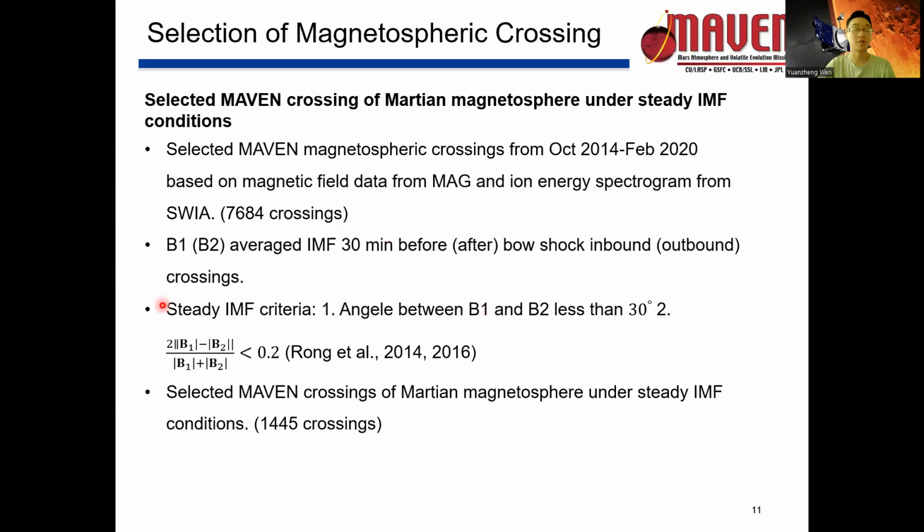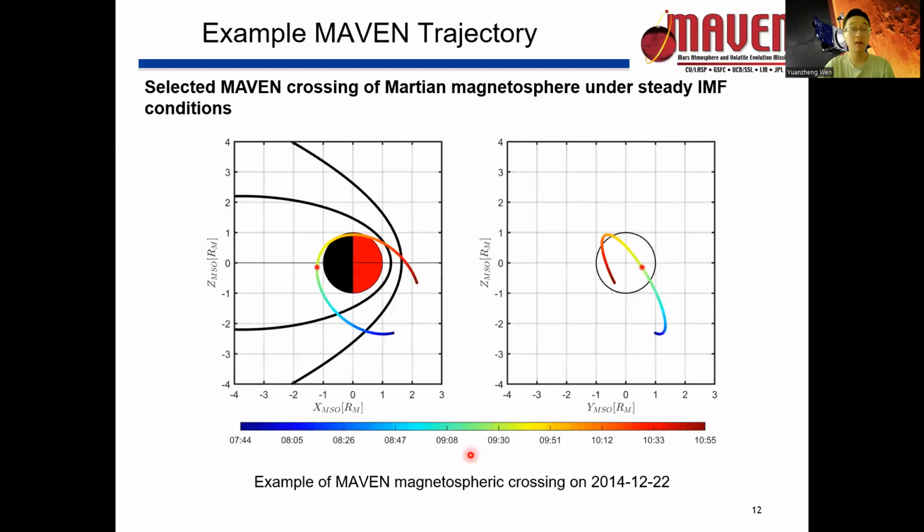And we also set up the strength criterion. Based on these two criteria, we have selected more than 1,000 magnetosphere crossings from MAVEN. And here's an example of a magnetosphere crossing from MAVEN. It can measure both the upstream solar wind and the magnetotail.